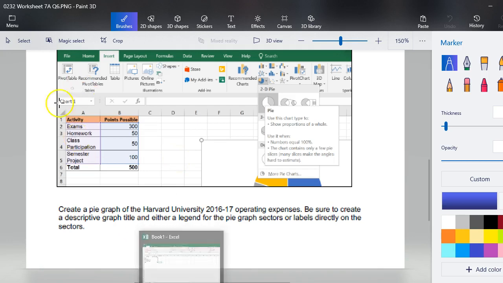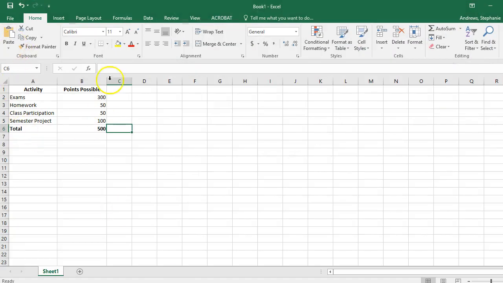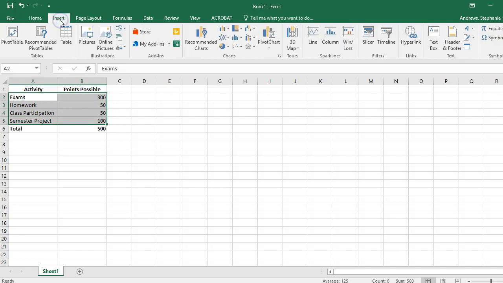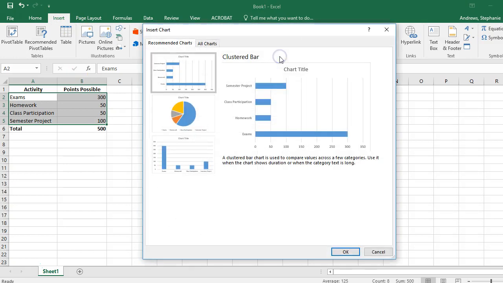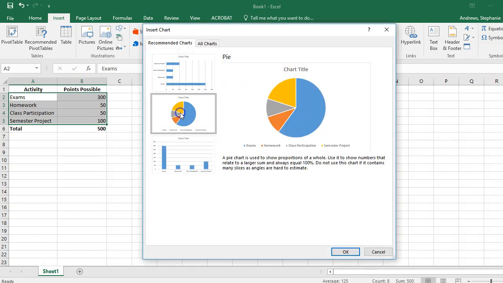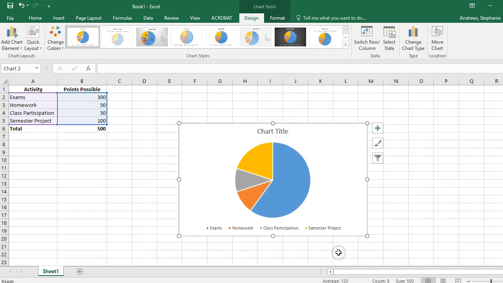So all I did is I took this information on activity and points possible, and I opened up an Excel spreadsheet and recreated the information that we are given. I then highlight the information of the activities and the points possible, and I go up, click Insert, click Recommended Charts, and probably a pie chart is going to pop up. So I click OK, that's what I want.